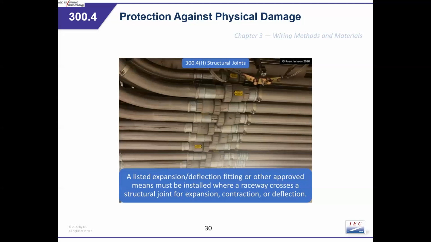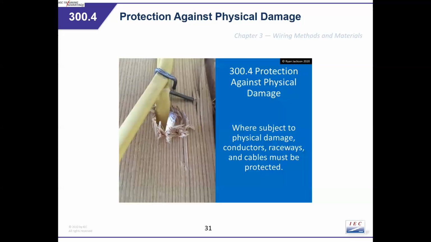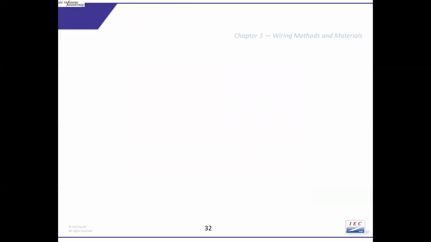So H, a listed expansion. Here's another one. They're just showing you the ones I was just talking about. Expansion fitting between where that goes. Where subject to physical damage, conductors, raceways, and cables must be protected. They just keep reiterating it.